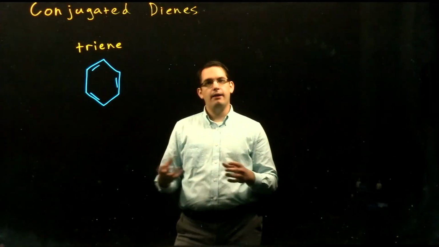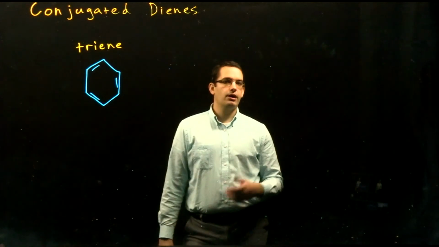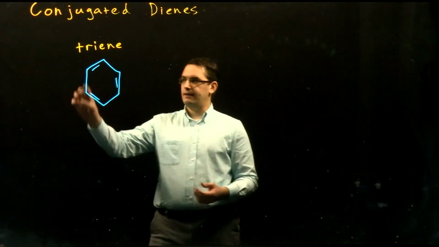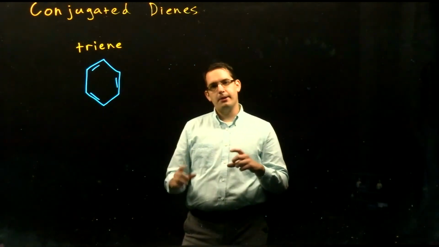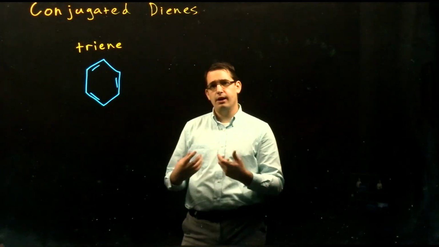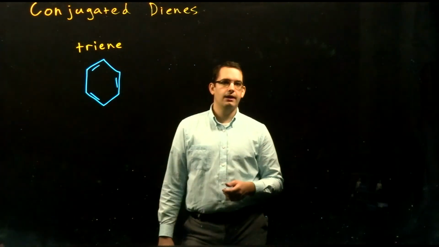But for now, just know that they do have some similarities to our conjugated dienes in the sense that they have those p orbitals next to each other that are going to be able to share electrons to change our reactivity and our stability.